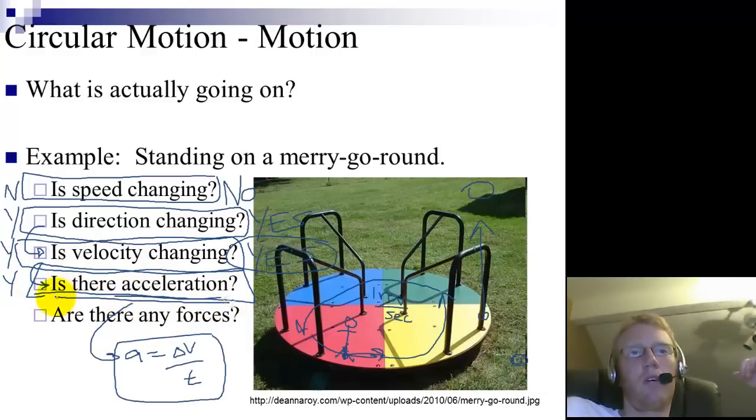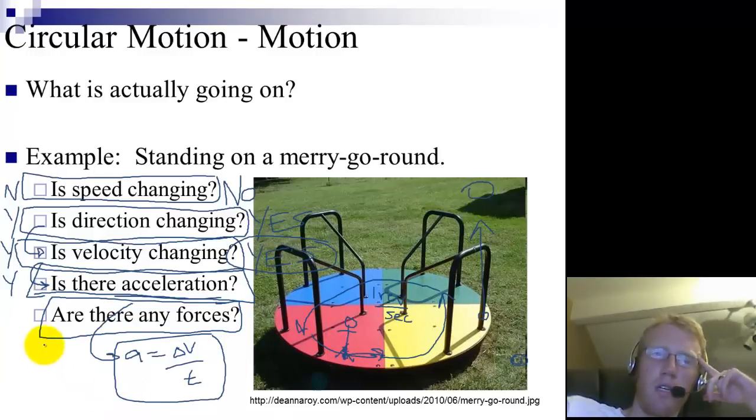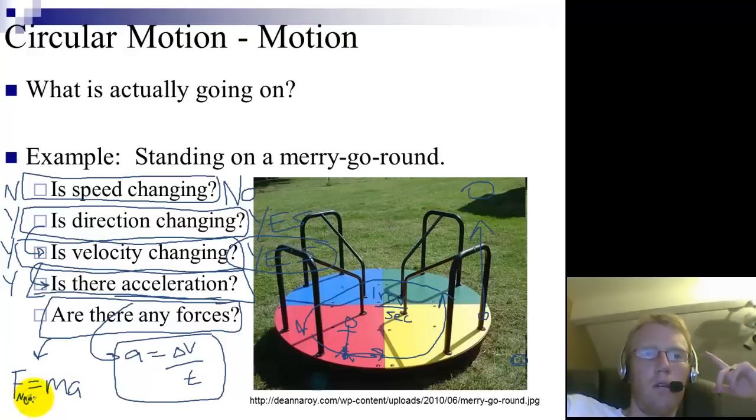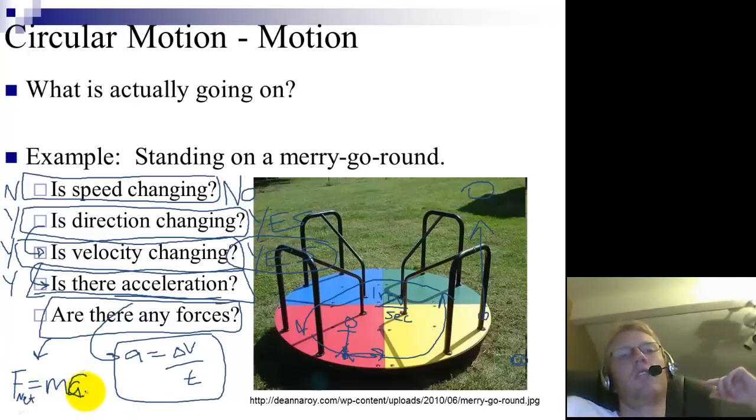Now, the real kicker: are there any forces acting on you? In order for you to stand here as this rotates around, are there any forces on you, or are you in equilibrium? Think about that. Okay, hopefully you got this one right. F equals ma, my friends. Or rather, F net. F net equals ma. We just said you're accelerating. Therefore, yes. There must be a force on you, right?